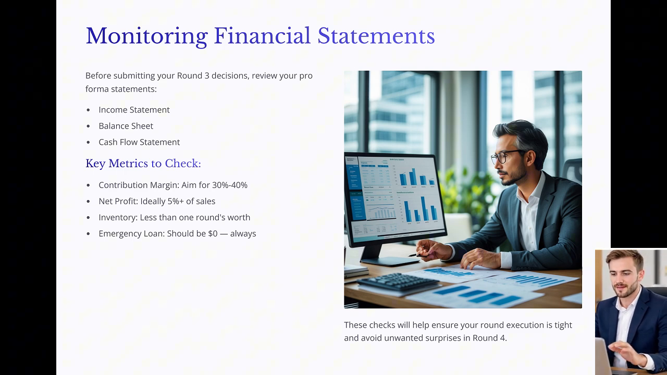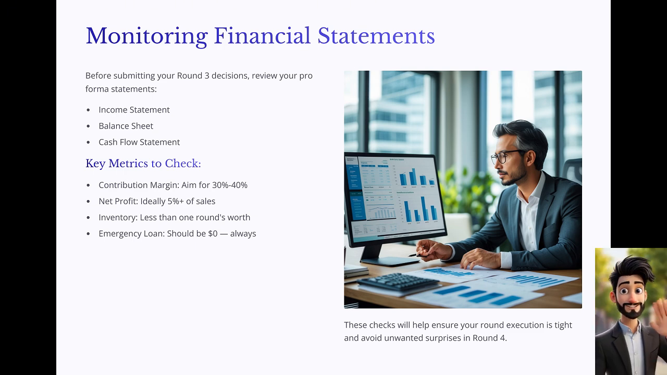Key metrics to check: contribution margin, aim for 30% to 40% depending on segment. Net profit, ideally 5% or more of sales. Inventory, less than 1 round's worth of overstock. Emergency loan, should be $0, always. These checks will help ensure your round execution is tight and avoid unwanted surprises in round 4.